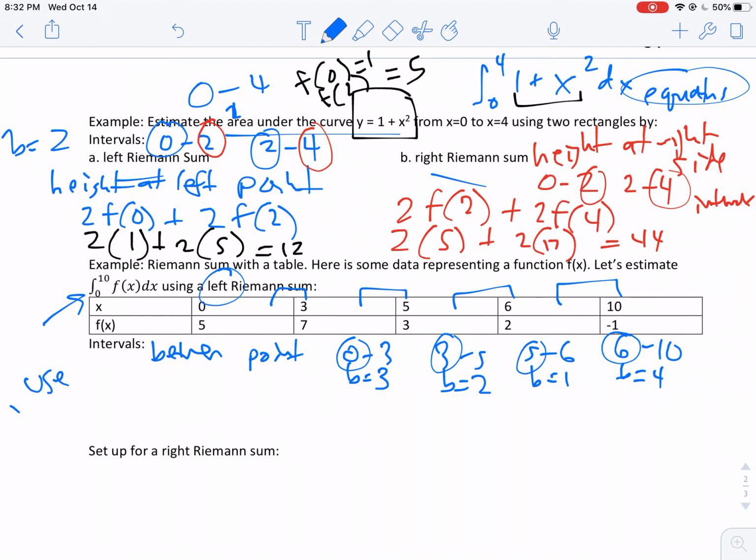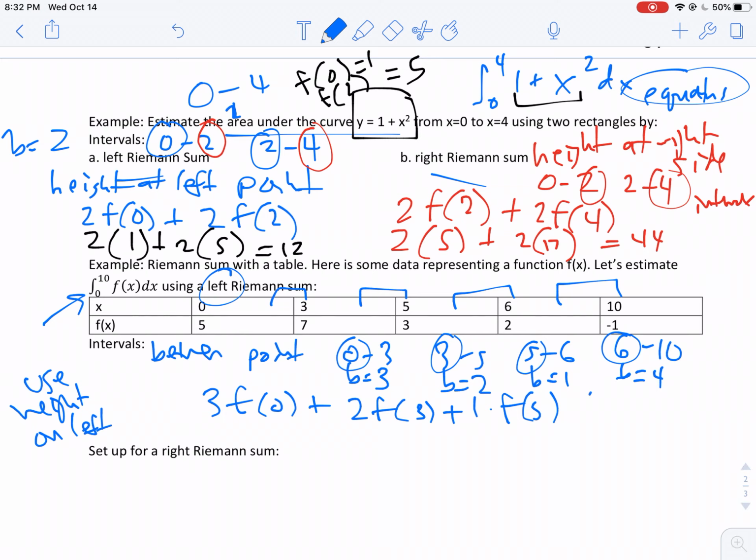So I use the height on the left, and again, I'm adding together a bunch of base times height. So that's like 3 times f of 0 plus, okay, the next interval is 2 times f of 3, 5 to 6, we have 1 times f of 5, and then 6 to 10, we have 4 times the height at the left endpoint there, which is 6. And then now I'm going to get these values from the table.